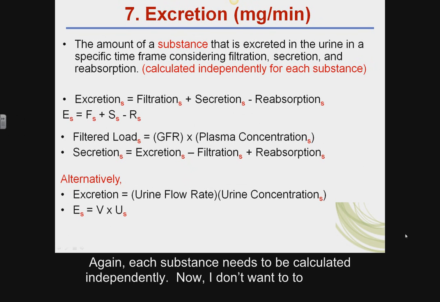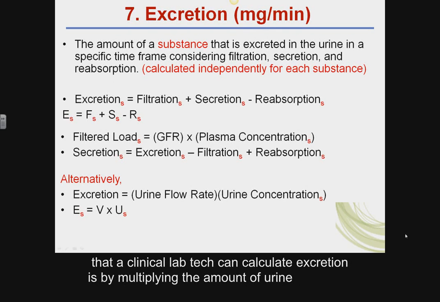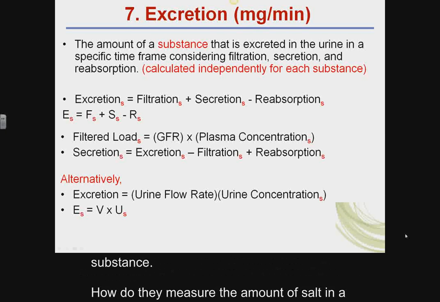There are several ways that we can clinically evaluate or calculate the excretion rate of a substance. Each substance needs to be calculated independently. Now I don't want you to memorize these equations at all, but look down at the bottom one. The simplest way that a clinical lab tech can calculate excretion is by multiplying the amount of urine production, in milliliters per minute or liters per hour, times the urine concentration of whatever substance they're monitoring.